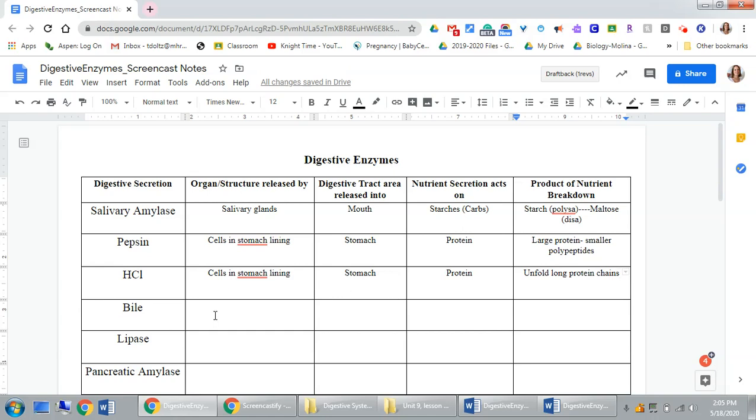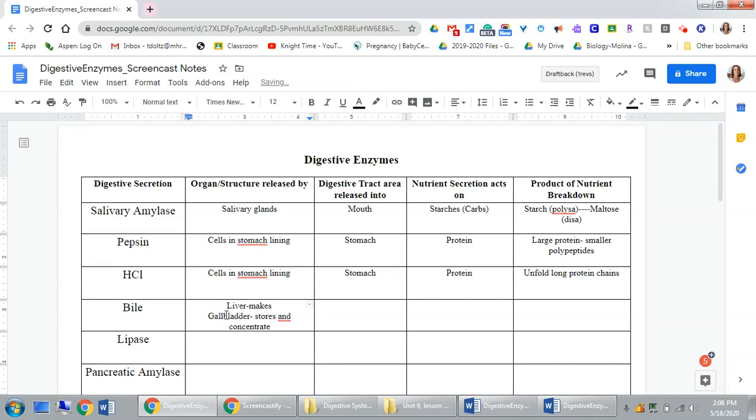All right, bile. Organ or structure that makes bile, produces or releases it. Bile is made in the liver. But something else we need to talk about here, the gallbladder. The gallbladder is going to store and concentrate the bile. So your liver makes the bile, and the gallbladder is going to store and concentrate the bile.